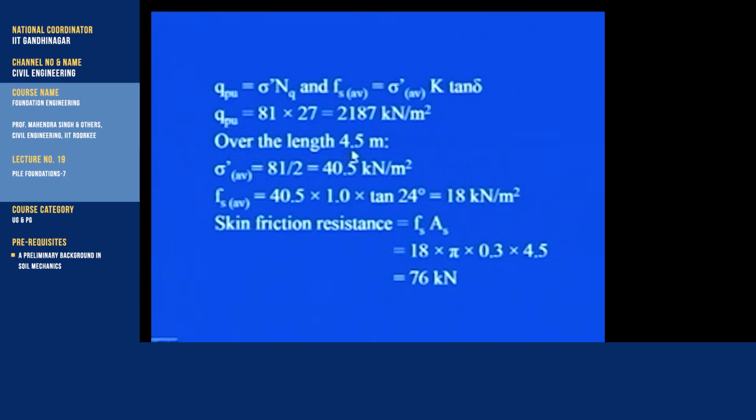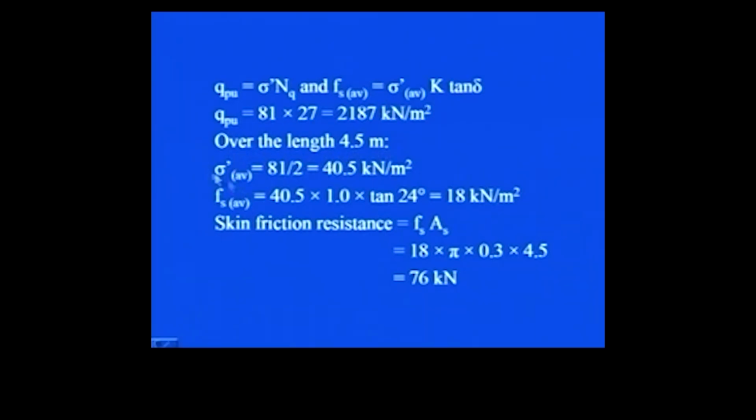Then over the length 4.5 meter, your sigma prime average will be, because at the ground surface it is 0 and at 4.5 meter it is 81, the average will be half of the 81, that is 40.5 kilonewton per meter square. Then your FS average will become, from this expression, 40.5 into 1 for K, because of loose sand, and tan 24, it results into 18 kilonewton per meter square. So once we know this unit skin friction resistance, we can find out total skin friction resistance, which will be acting on the surface area of the pile shaft.